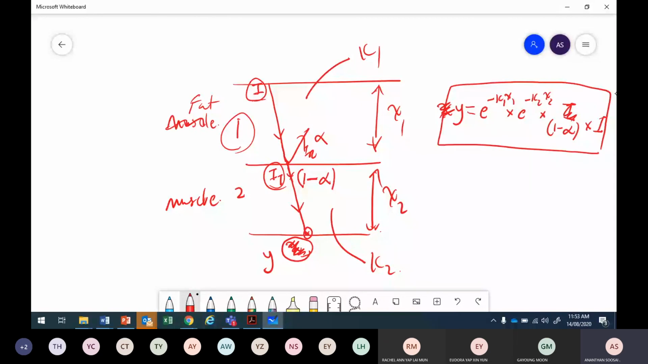This part is absorption, and this is the transmission. So use 1 minus alpha for transmitted; if it is reflected, you use alpha. This alpha is alpha of 1 to 2. Then the calculation is going to be easy. Any questions, guys, from here?